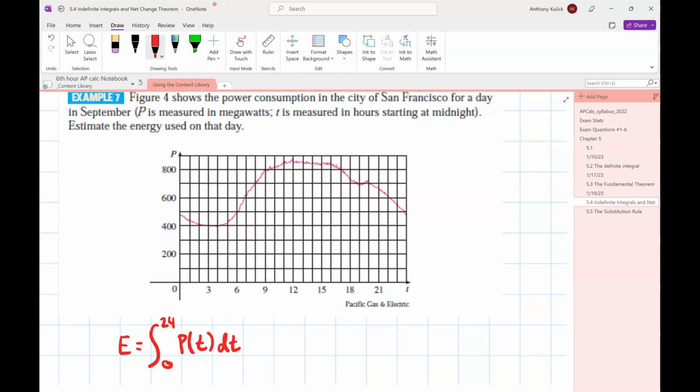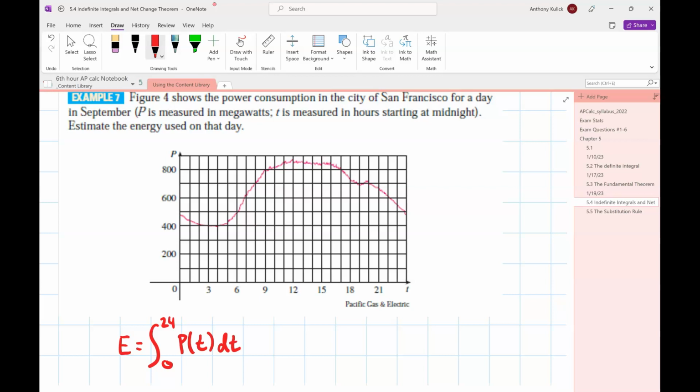So my total energy is going to be the integral from 0 to 24, right? That's one day. It says that starting at midnight, so 0 hours is midnight. P of t was my function that I'm graphing. That's the rate function for... Everybody's okay with that?